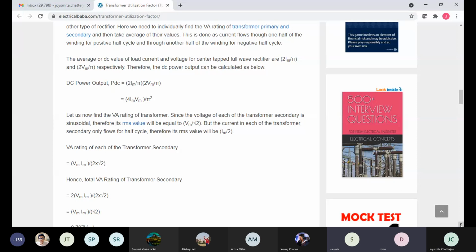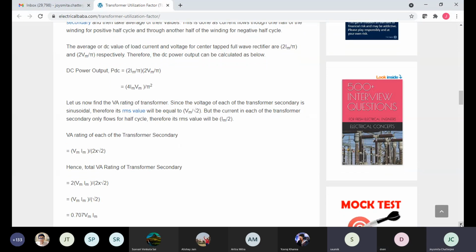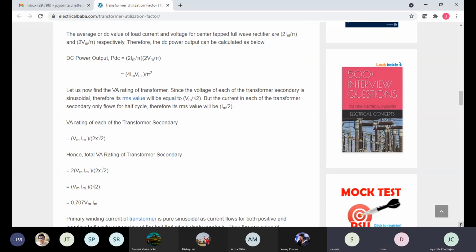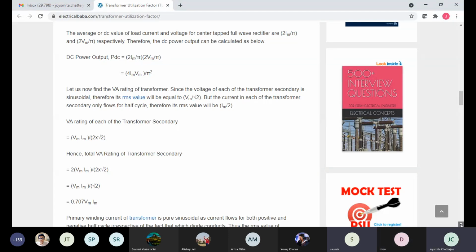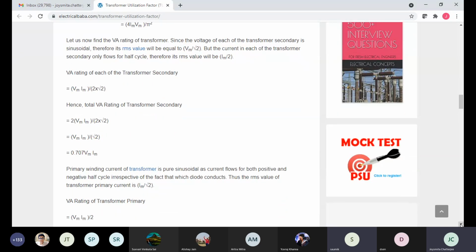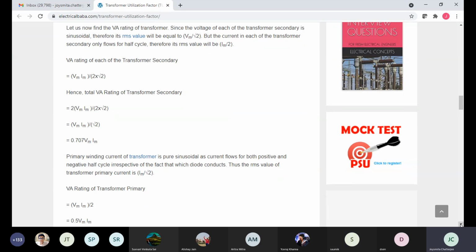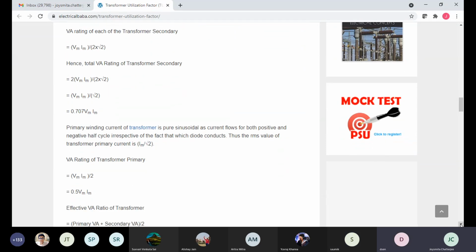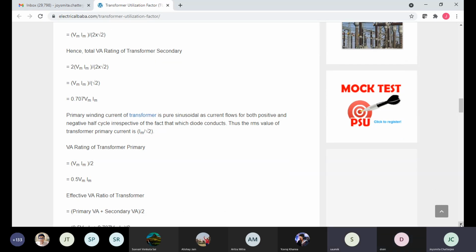The expressions are correct, but I don't know whether they can understand what the VA rating is from this particular example, because the derivation of what they have done is actually correct, but probably the explanation is lacking. I have not seen this document before, so we need to verify this. I am unable to follow.